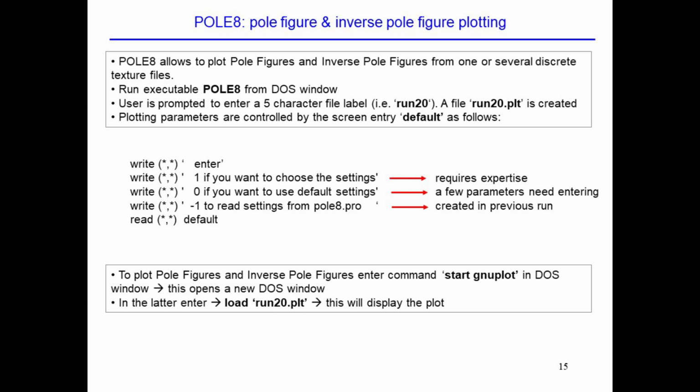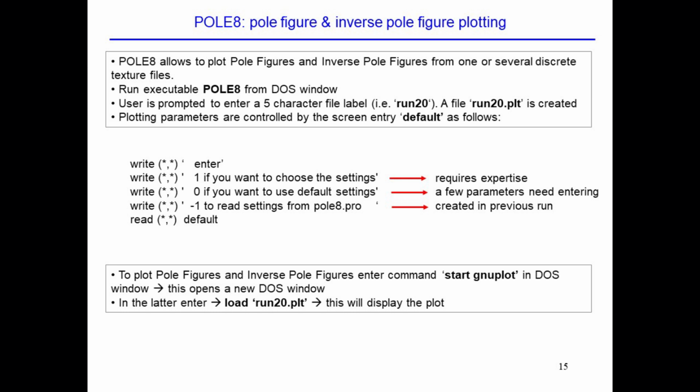You will be prompted to enter a five character label for the output files, and that is meant to be able to save those files for later plots or to distinguish different cases. If not, if you always have the same name for the files, they get overwritten when you run the code for other problems. So the idea is that you label them with 5 characters. For example, the 5 characters could be run number 20, run 20, okay? And then the plotting parameters are controlled by the screen entry default as follows. And this default allows you 3 different choices for what type of plot you are going to do and with what parameters.